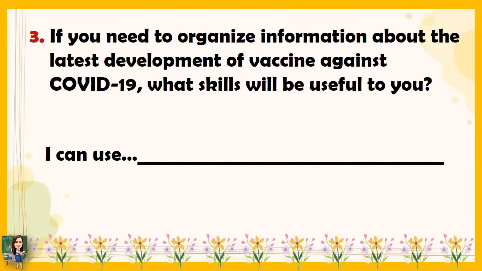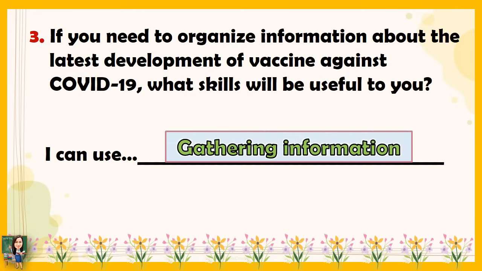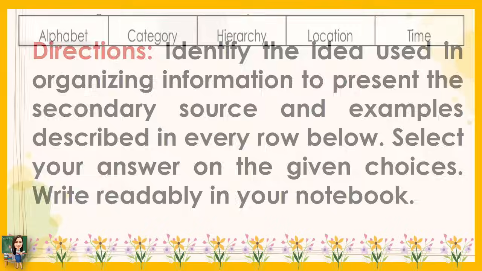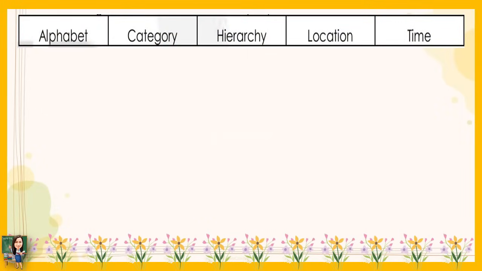Number 3. If you need to organize information about latest development of vaccine against COVID-19, what skills will be useful to you? I can use gathering information. For this activity, identify the idea used in organizing information to present the secondary source and examples described in every row below. Select your answer on the given choices. Write readably in your notebook. Choose alphabet, category, hierarchy, location, and time.